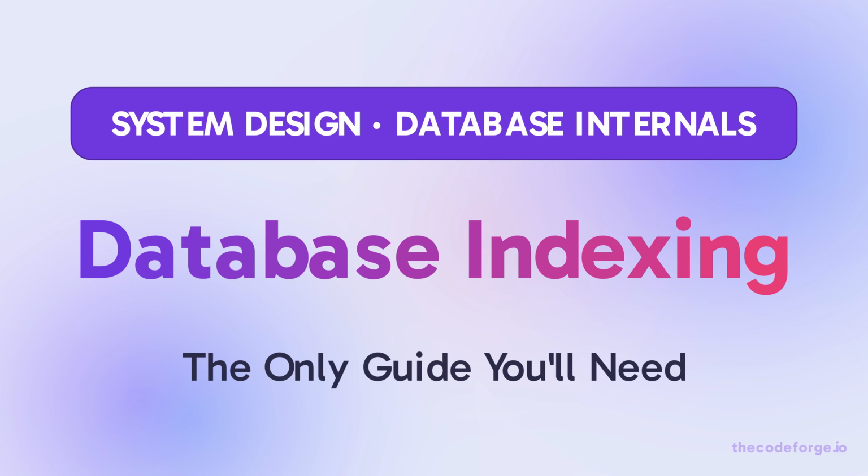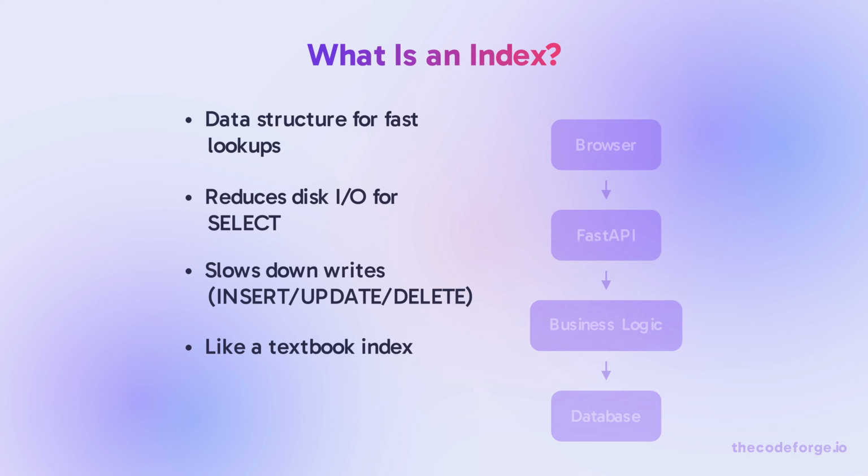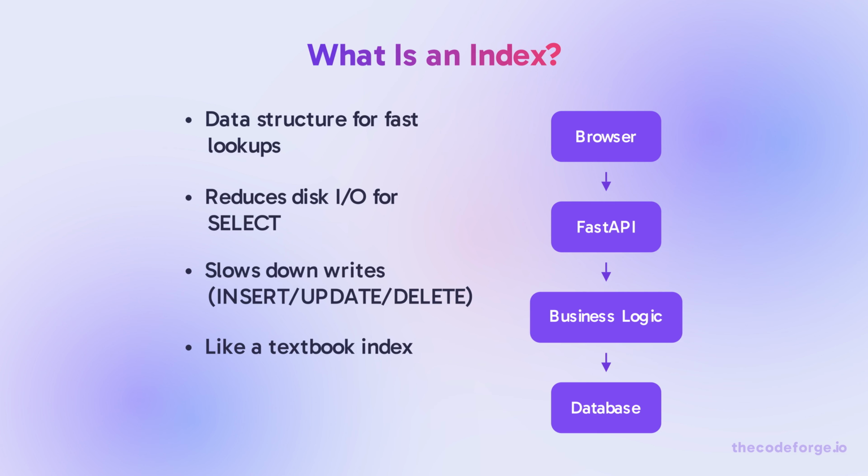Before we dig into that production issue, let's cover database indexing. A database index is a data structure, usually a B-tree, that speeds up data retrieval at the cost of slower writes and extra storage. Think of it like the index at the back of a textbook. Without it, you'd scan every page. With it, you jump straight to the right page.